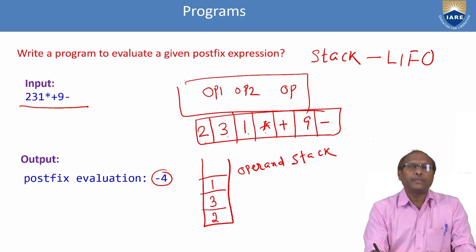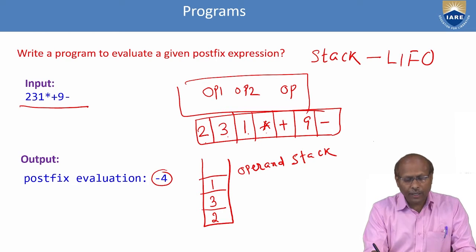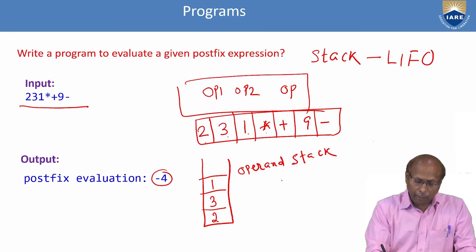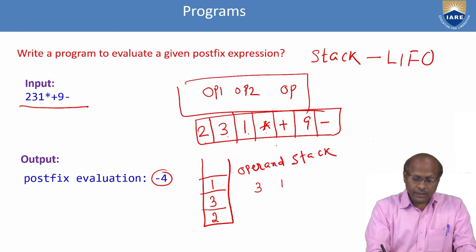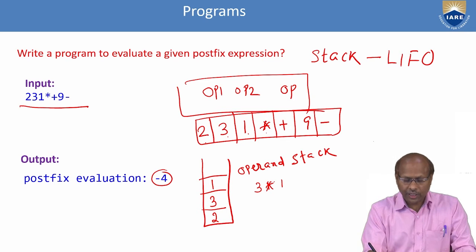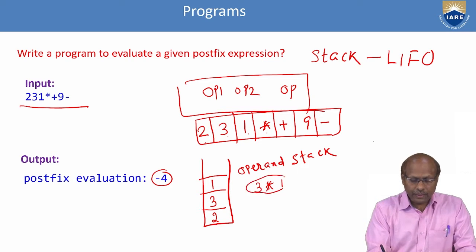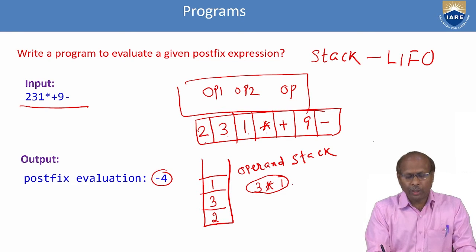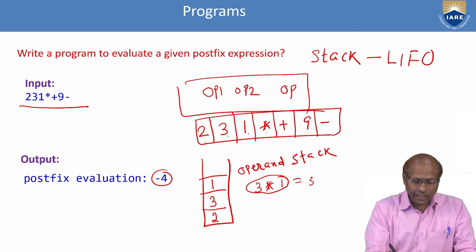Now star has come. Star is what? It is an operator. So whenever an operator comes, you have to pop out. So 1 is popped out and 3 also is popped out. In between, put the operator, the star symbol. Once you put the star symbol, this is acting like one expression. Now this expression you have to evaluate. So 3 into 1 how much? 3. So this value is 3.